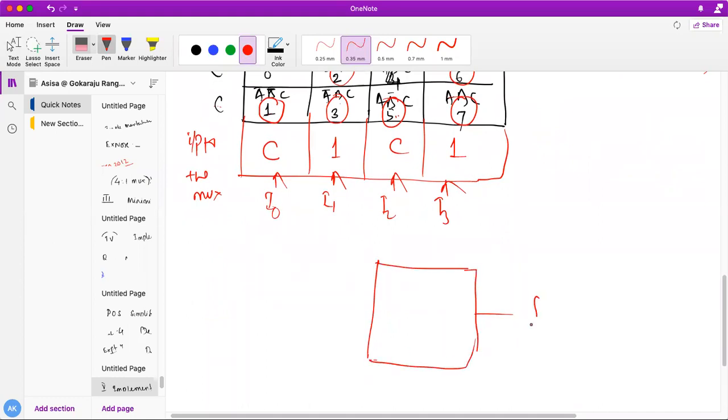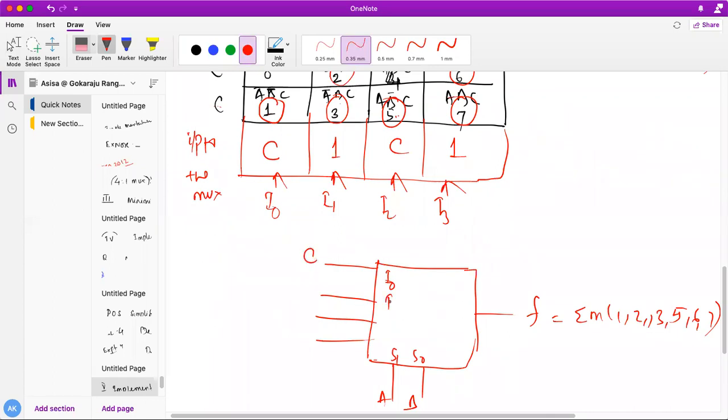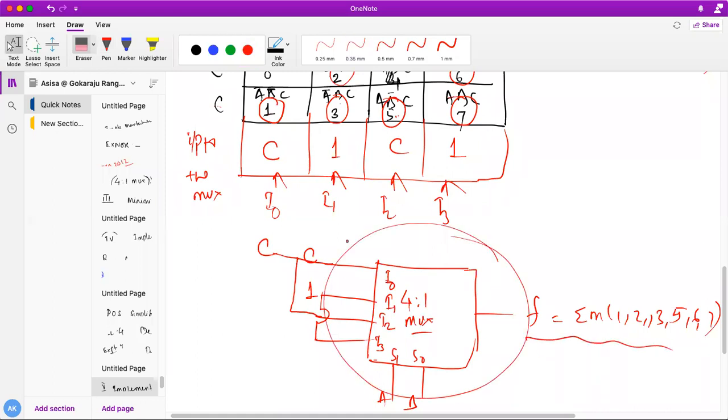The function has output f, which is summation of m 1, 2, 3, 5, 6, 7. Here the select lines we have already selected as A and B, and these are my inputs: I0 will be C, I1 will be 1, and I2 is again C, so you can connect it like this, and I3 is again 1, so you can connect it like this. Do you all understand what you need to do? This is C, this is 1. So this is my 4:1 mux, in which this function is getting implemented.